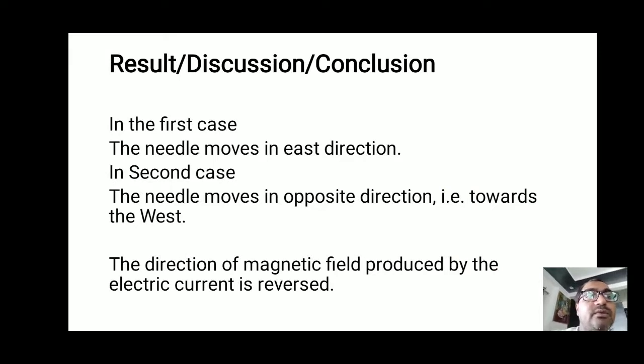So finally we have to write the result or conclusion. We can write it this way. In the first case, figure A, the needle moves in the east direction, and in the second case, case B, the needle deflects in the opposite direction, towards the west side. So the direction of the magnetic field produced by the electric current is reversed. This way we can complete this activity.